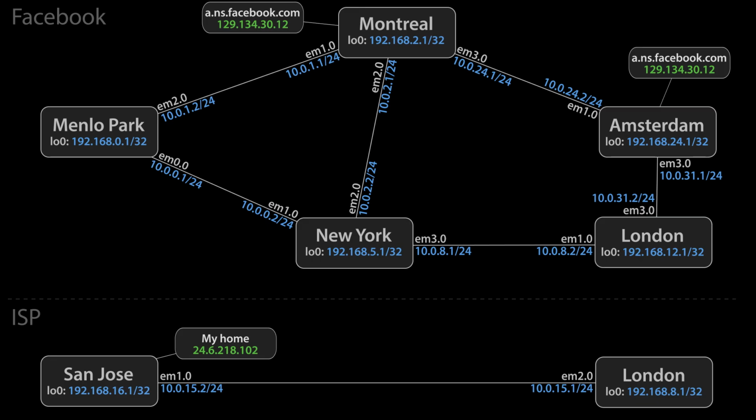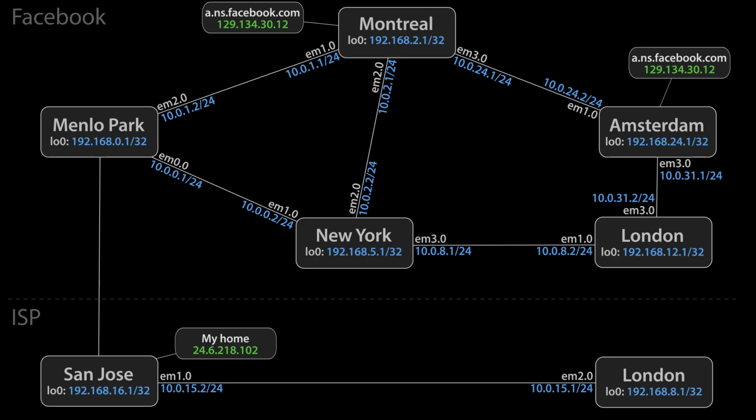First, you need a physical connection between one of Facebook's routers and one of the ISP's routers. So Menlo Park and San Jose are pretty close to each other, so it might be easy enough to get a fiber optic connection between those two facilities. Although it's actually quite common for different companies to put their equipment in the same data center. So maybe both of these London routers are actually in the same data center, and you could just run a wire across the room to connect them.